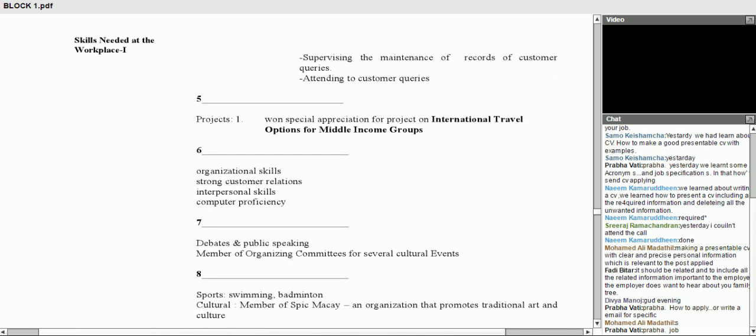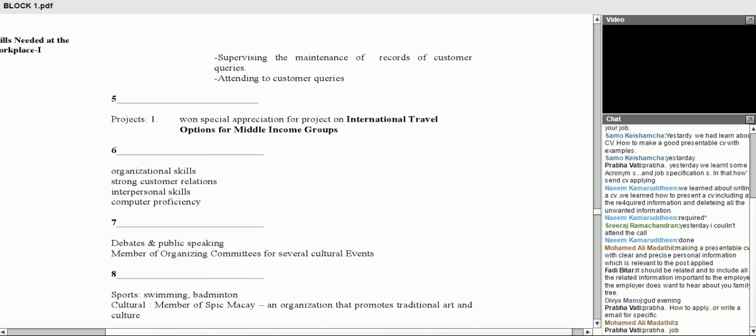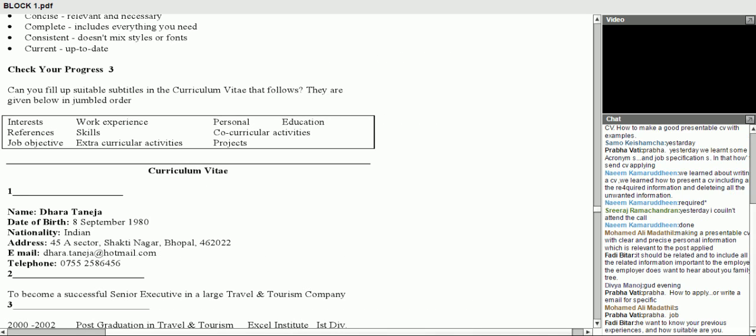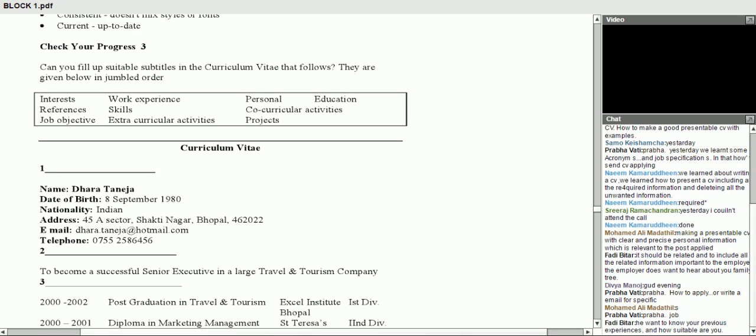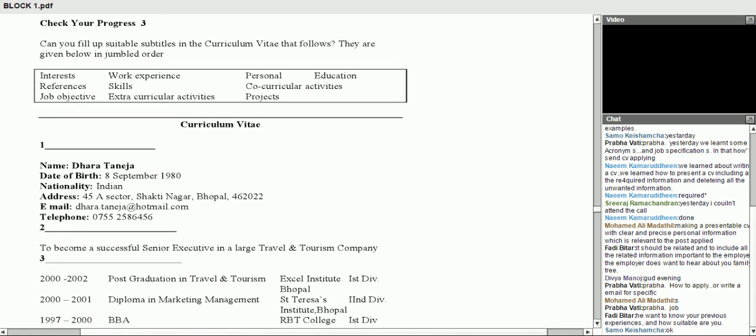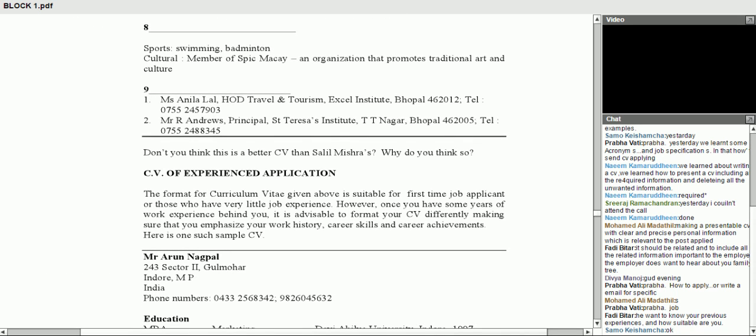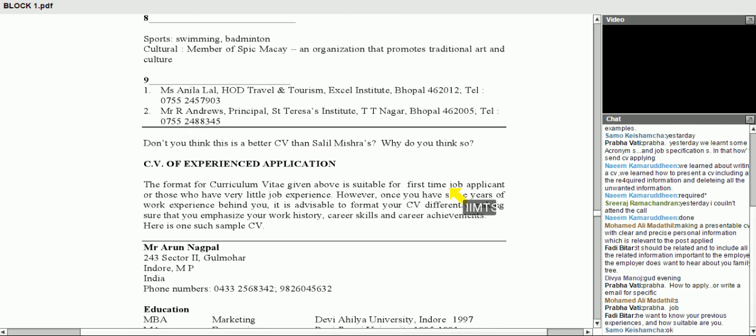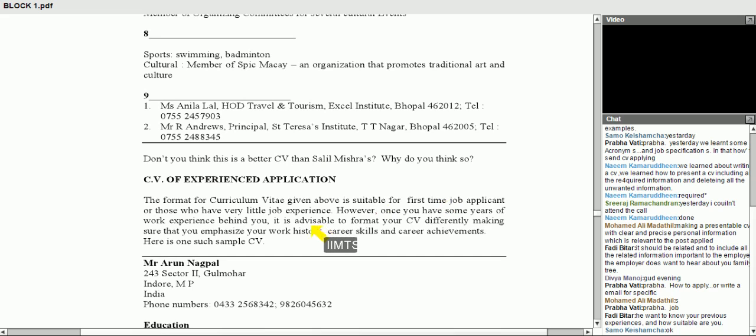Let's start now. So let's start from where we left off yesterday. This we have already covered. Now, don't you think this is a better CV than the earlier one? Why do you think so? Which we have already covered. Now, CV for an experienced applicant. Suppose you are experienced and you want to switch over to a new job. How are you going to form your CV in that case?